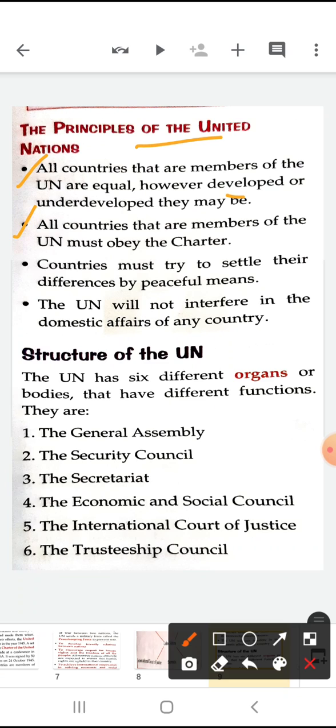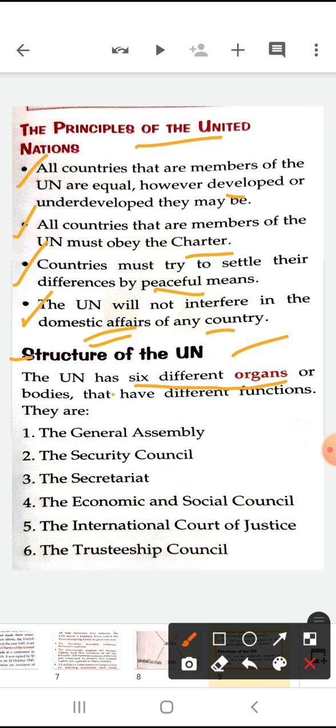All countries that are members of UN must obey the charter, means must obey the rules set by UN. Countries must try to settle their differences by peaceful means. UN expects the nations to settle their differences by peaceful means only. The UN will not interfere in the domestic affairs of any country, means their national matters. It only interferes if it is an international affair.